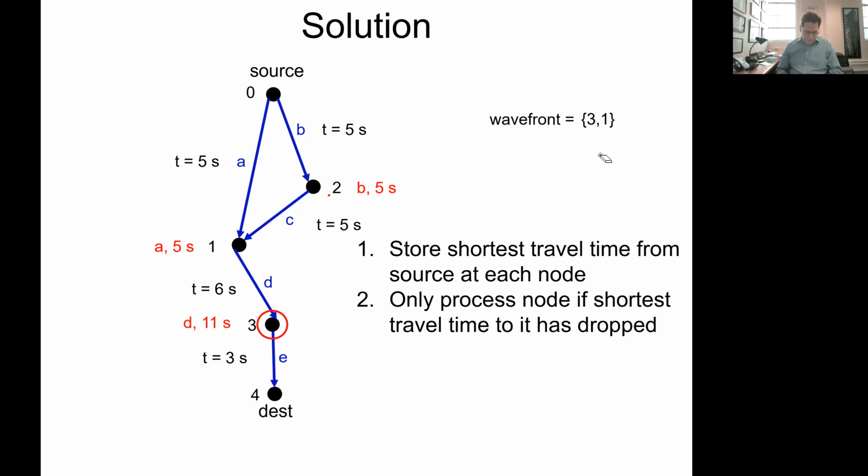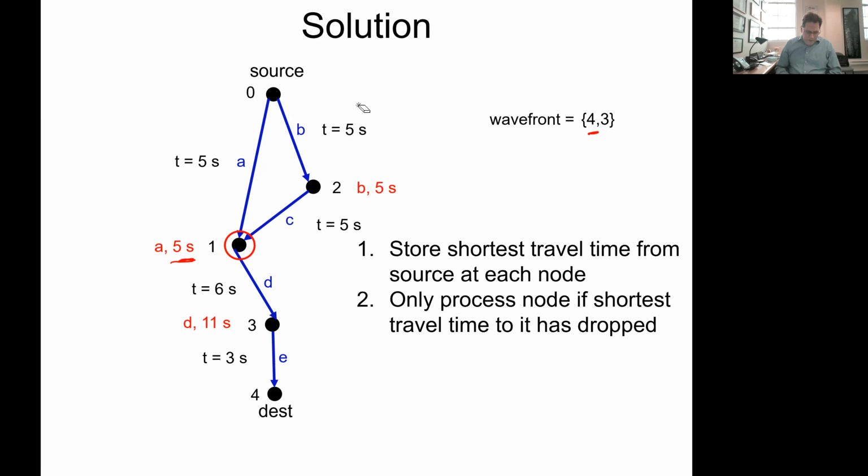Okay, we go look at node 3, we record the time was 11 seconds, and we got there through edge D. And now we're going to pull off node 1 again, because we're reaching it for the second time. But this time when we pull it off, we say, okay, well, our travel time was 10 seconds through this path, and we got here before with a travel time of only 5 seconds. So 5 is better than 10, so we're not going to update it. So we're just going to skip doing anything.